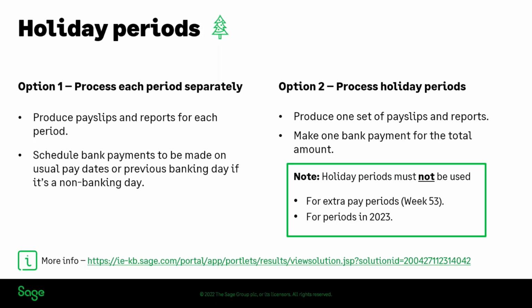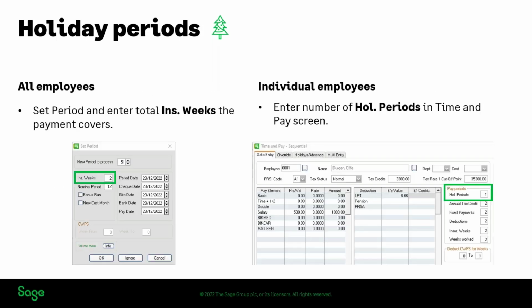So those pay dates will need to be processed separately, so you would be best going with option one. So a reminder on how to set a holiday period: there's two ways you could do it. If the holiday period applies to everyone in your payroll, at the point you set the period, you can increase the number of insurance weeks to represent the total number of weeks the payment will cover.